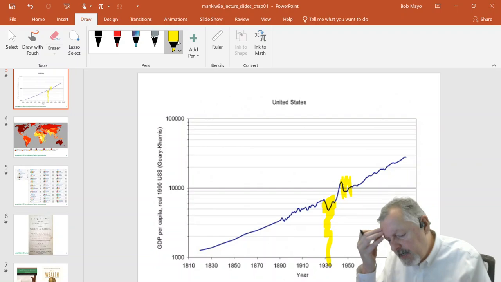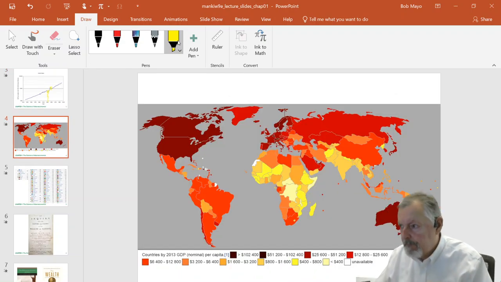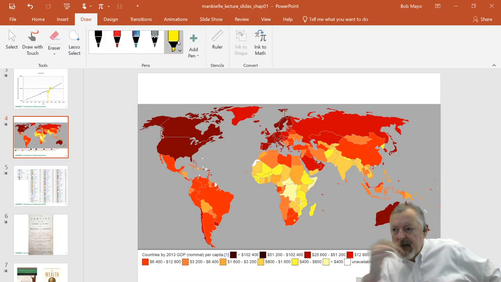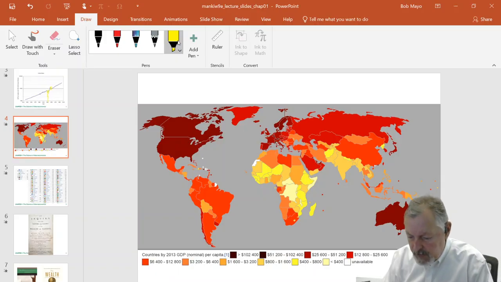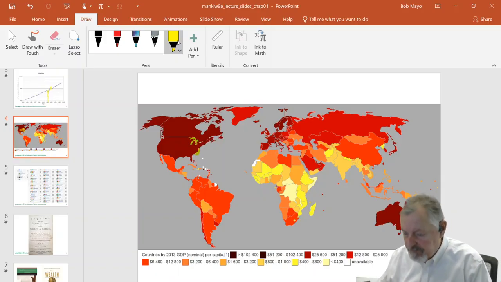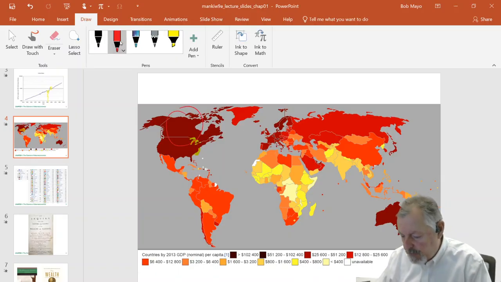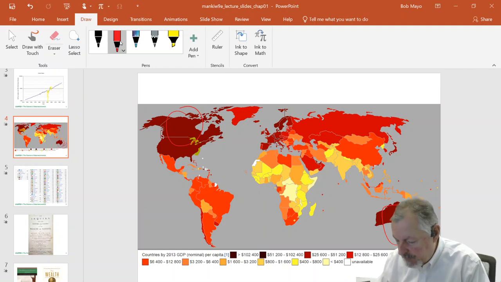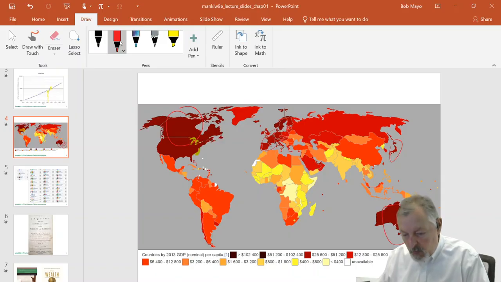Now, why should you study macroeconomics? Well, this is why. These are pretty much all the countries of the world, color-coded by per capita income as of 2013. You can see United States, rich country, Canada, rich country, Australia, New Zealand, Japan, most of Western Europe, wealthy.